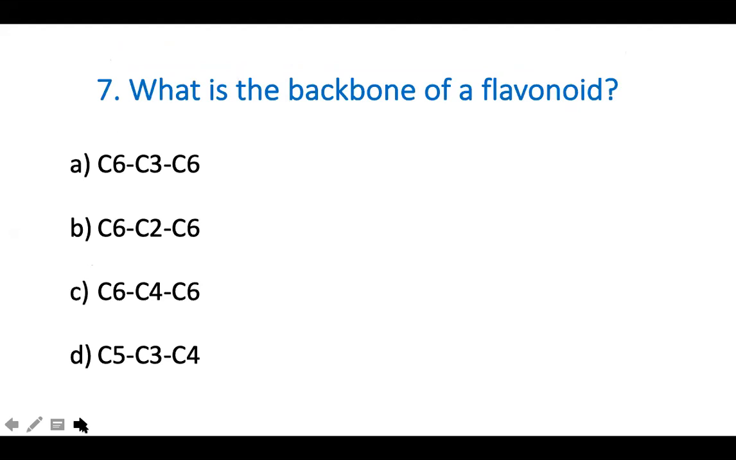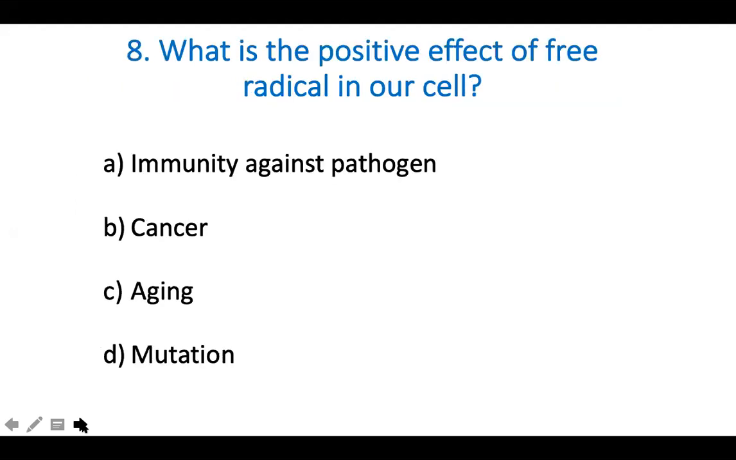Again, question number seven, what is the backbone of a flavonoid? A, C6, C3, C6. B, C6, C2, C6. C, C6, C4, C6. D, C5, C3, C4. I'm moving to question number eight.